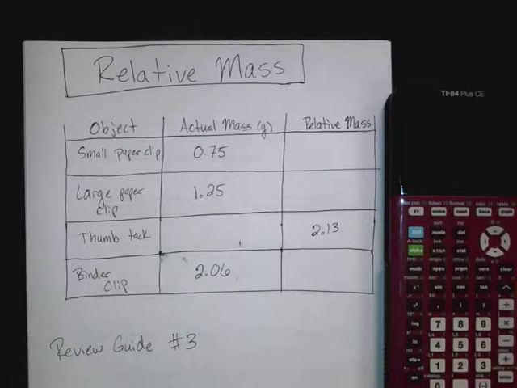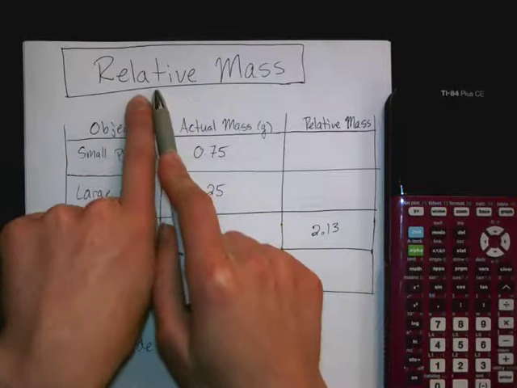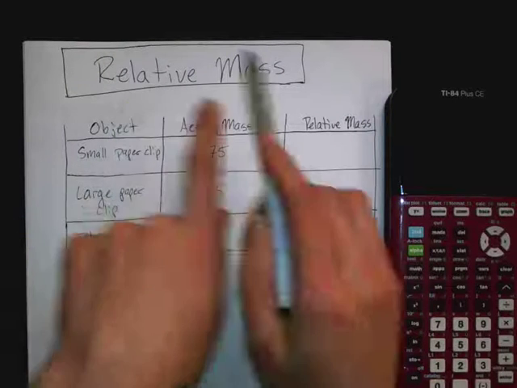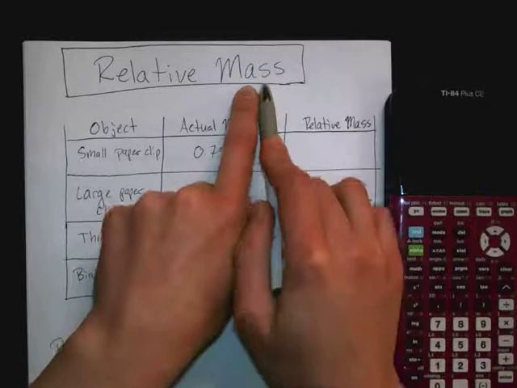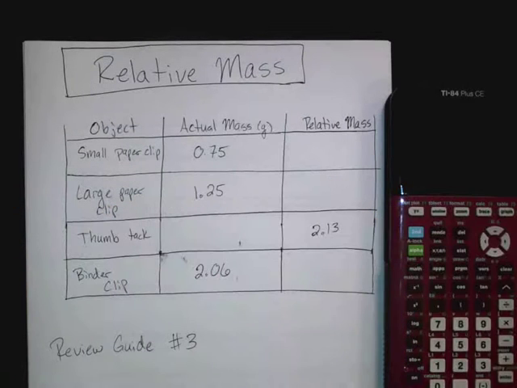Hello class, today I'm going to talk about relative mass. Now, relative means that we're comparing, and what we're comparing is the mass between different objects. In order to compare the masses of different objects, we need to make a ratio, or we are doing some type of division.